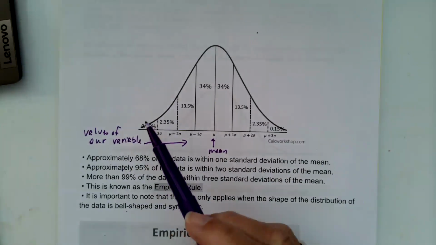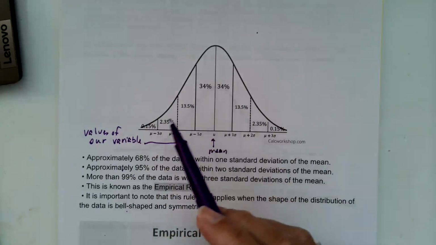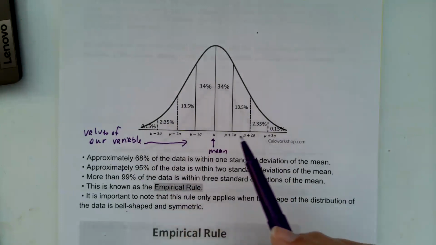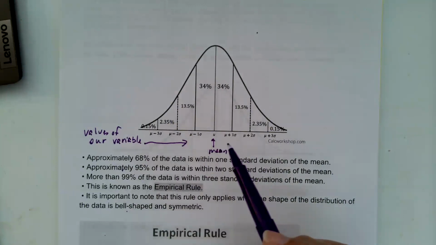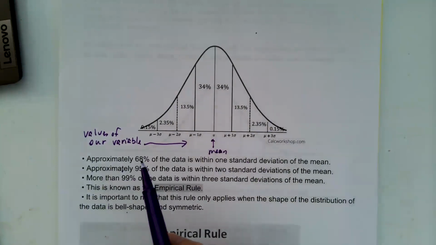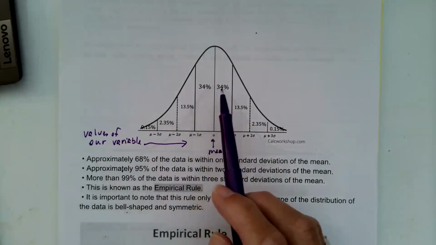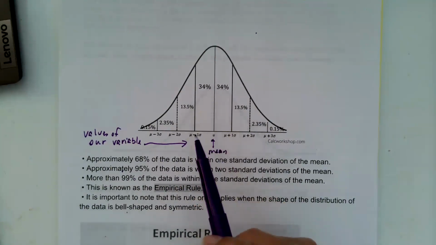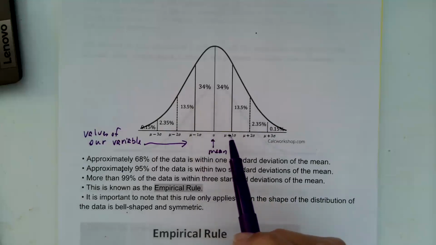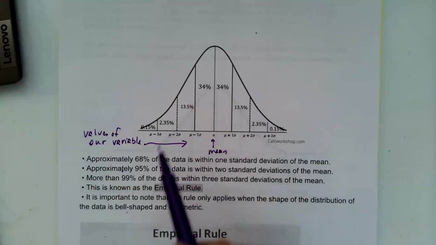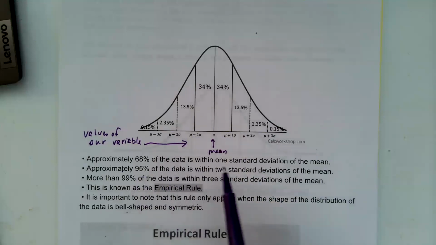So the percentages never change. Those are always going to be the same, but these values down here are dependent upon what topic or variable you're speaking of. So it says approximately 68% of the data is within 1 standard deviation. So if you add 34 and 34, that's 68% of our data should fall between 1 standard deviation value below our mean and 1 standard deviation value above our mean. And likewise, 95% of the data should fall within 2 standard deviations. 99% of the data should fall within 3 standard deviations. This is known as the empirical rule.